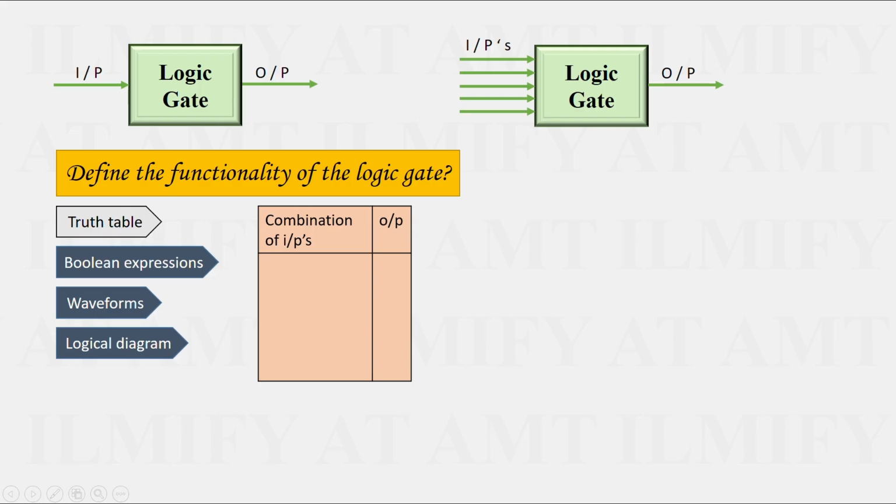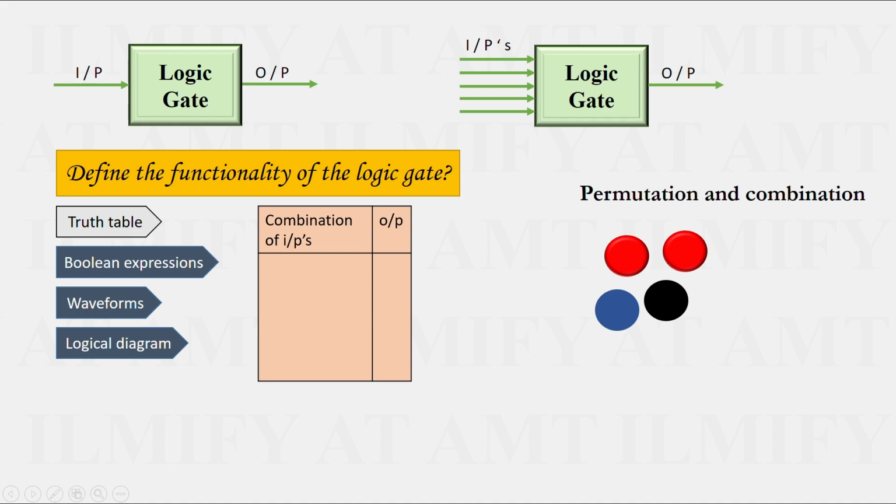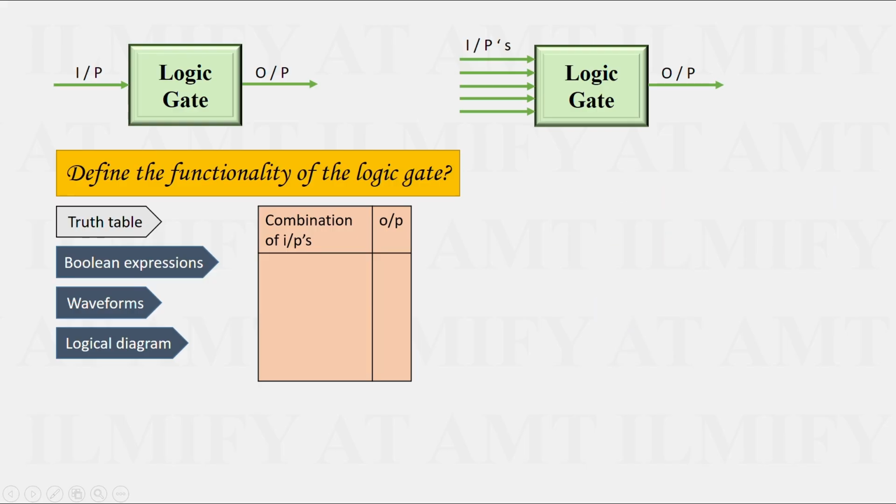Do you remember mathematics chapter permutation and combination? We saw questions like if there were 2 red balls, 1 blue and black each, how many combinations you would get if you had to pick 3 balls with at least 1 red ball. Confusing, right? This is why we write truth table. It shows all the combinations of inputs for any gate with only ones and zeros.